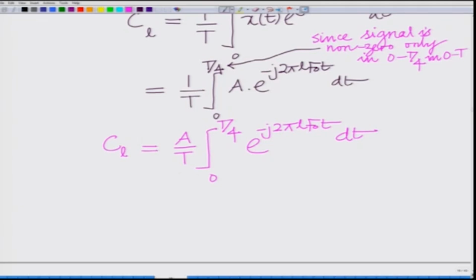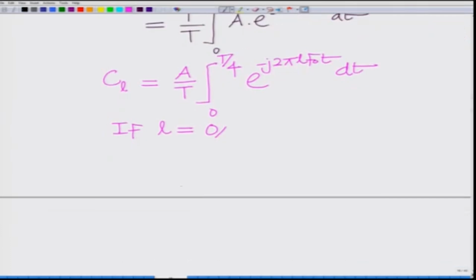Now, let us carry out this integration considering two separate cases. One, if L is equal to 0, that is C0 is A over T integral 0 to T by 4. Since L is equal to 0, this will simply be 1 times dt. So, this is A over T times T by 4. Once you substitute the limits of integration, this is A over 4.